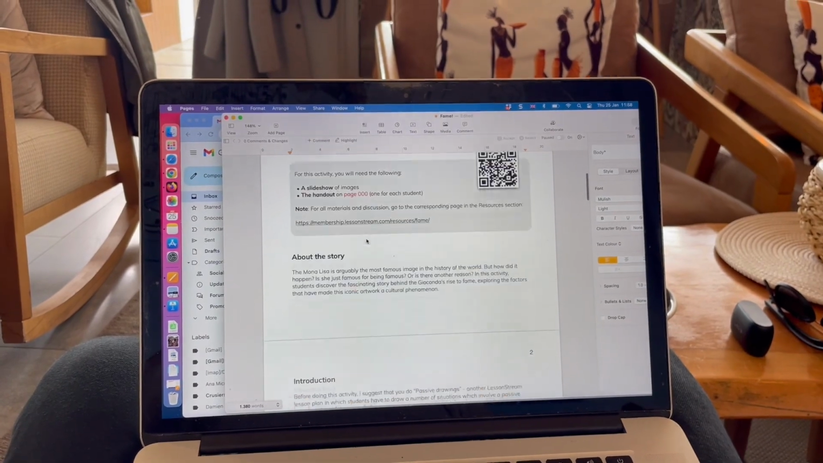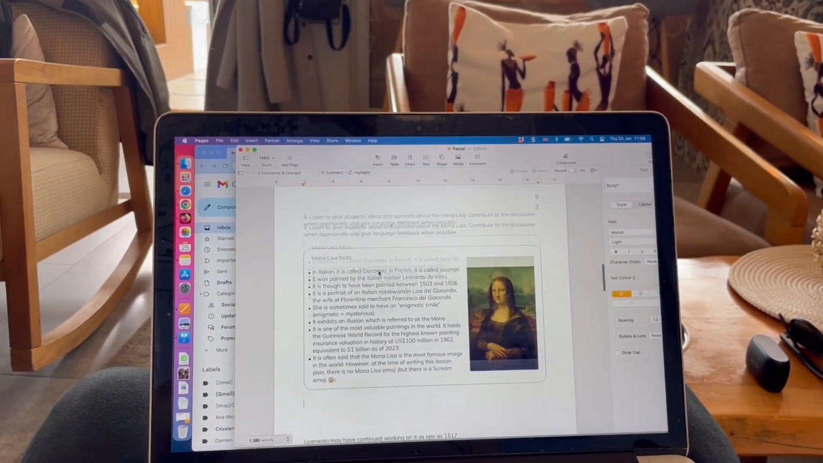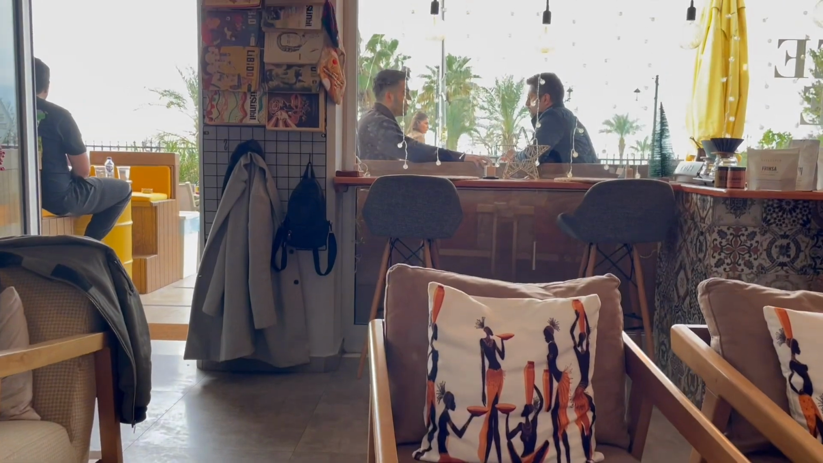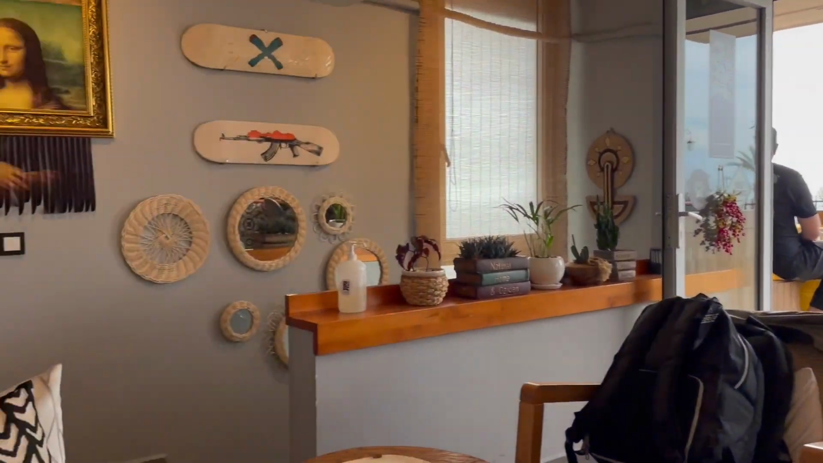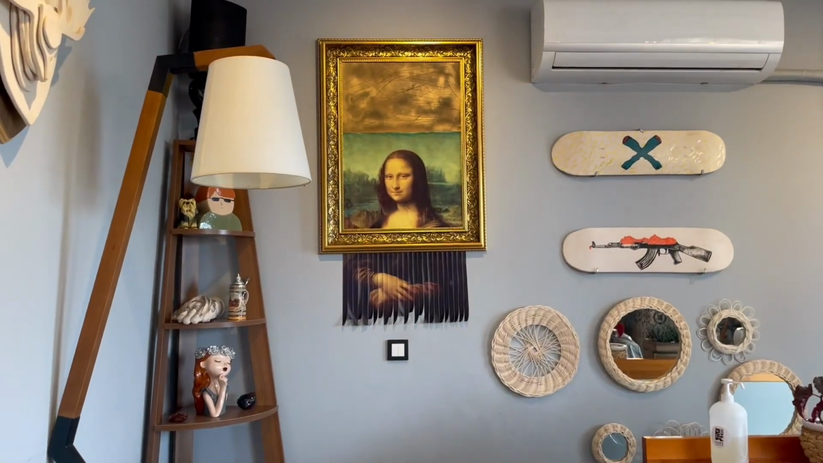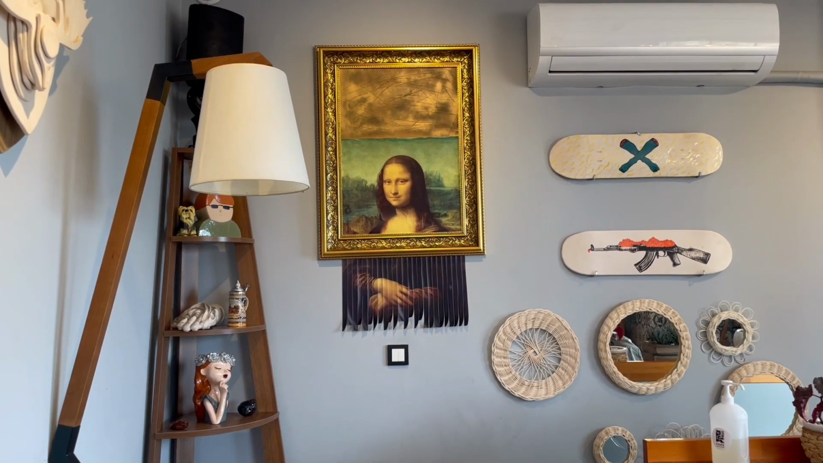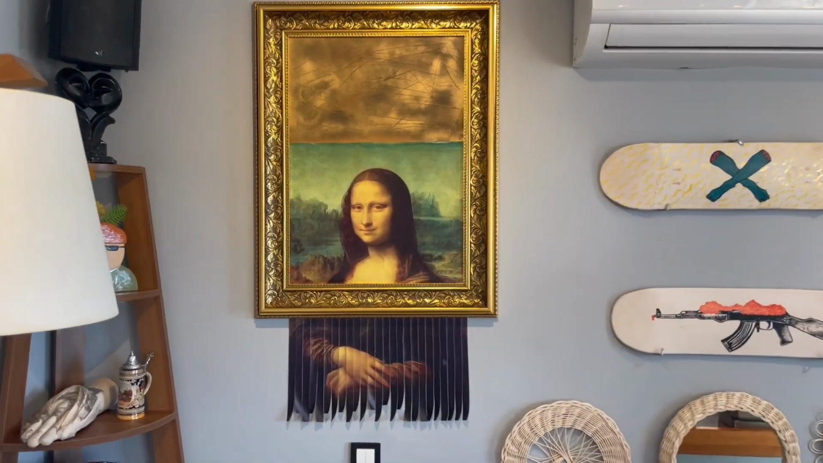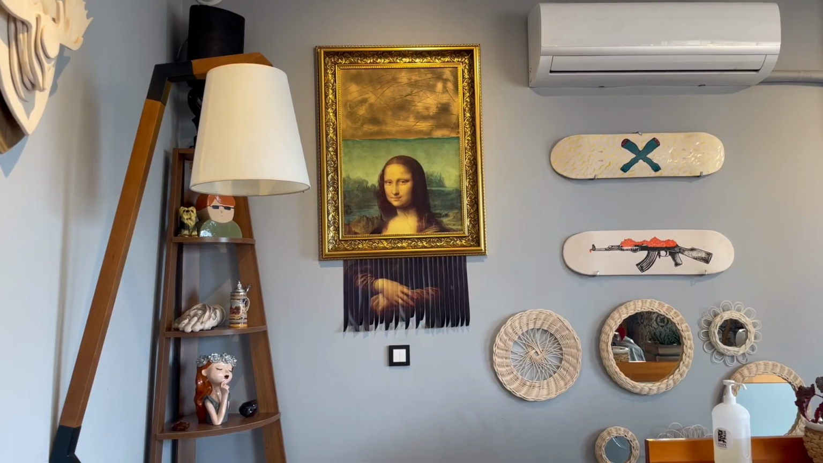And coincidentally, I was writing this lesson plan in a cafe in Antalya, and there was a piece of art on the wall. And I thought this was really clever because it references two other pieces of art, two other artists. The first one is, of course, Leonardo da Vinci and his Mona Lisa.